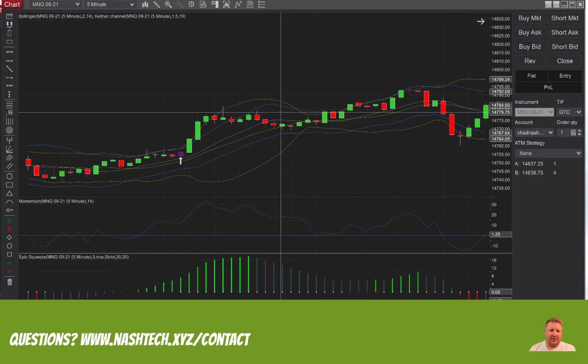This would have been a great setup here. You're in a squeeze, a consolidation period. Momentum is increasing, and this is where the oscillator down here is going up. So that's why you don't need momentum. You've got everything down here. Everything you see in Epic Squeeze is represented from these other three indicators. So you don't need them on your charts. But that's what's creating the white dots or the red dots. So let's remove those.